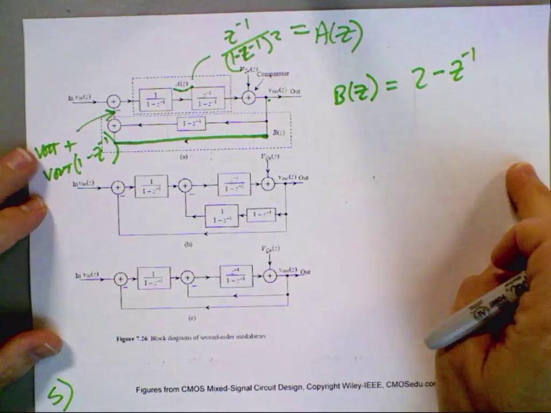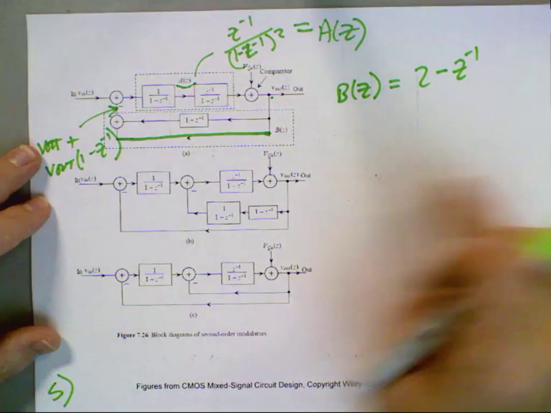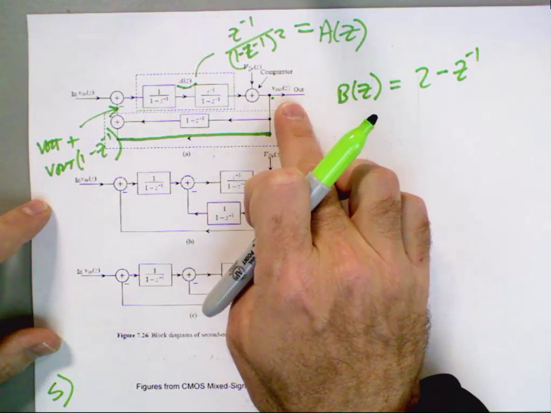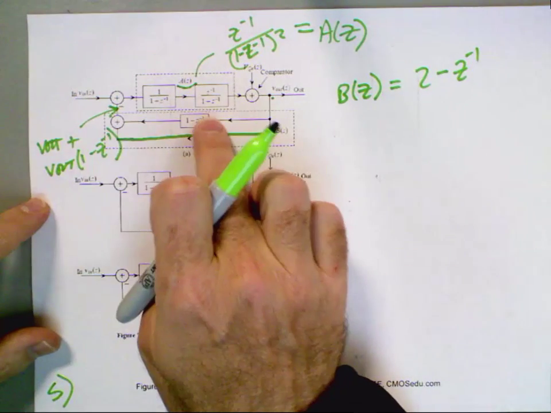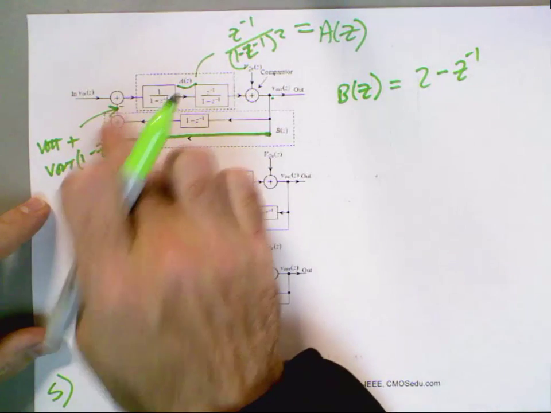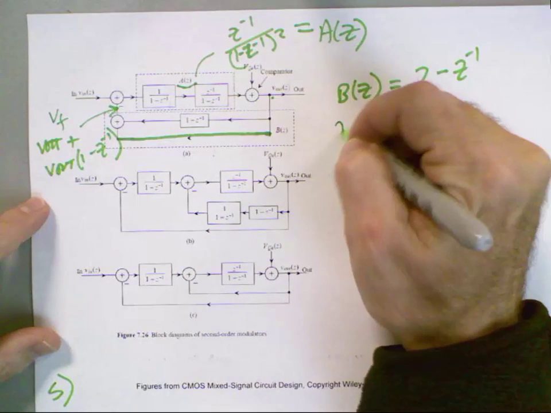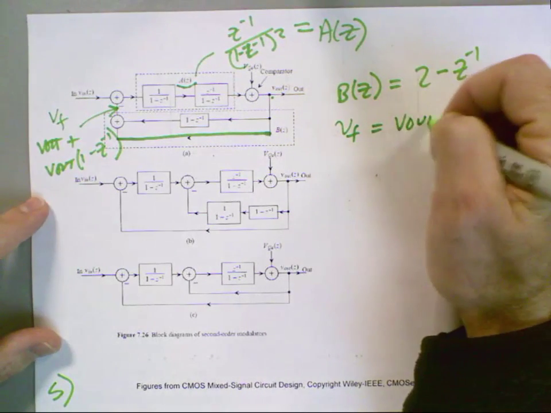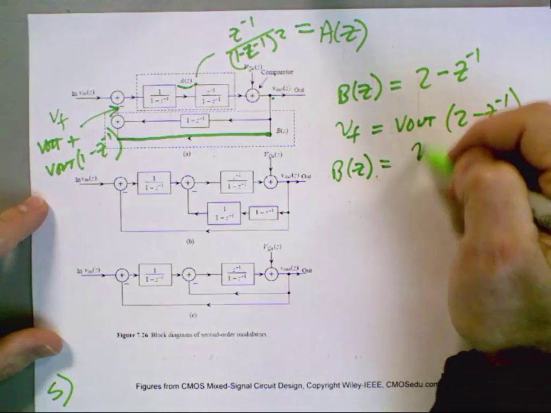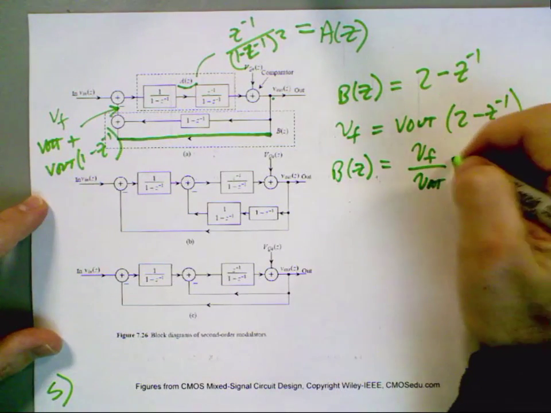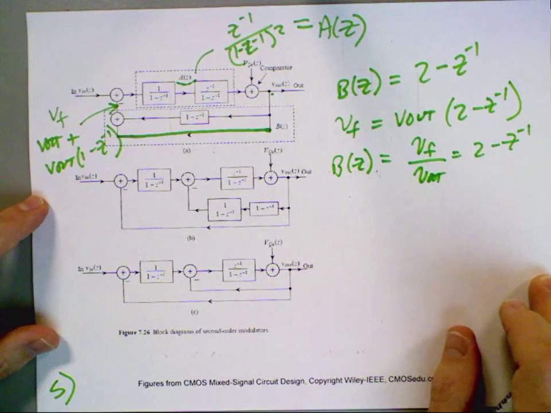Everybody agrees with that? Angshman? Well, wait. Here's the output. The output is added to the output times 1 minus Z to the minus 1. I sum those together, and we'll call this V fed back. And so V fed back is equal to V out times 2 minus Z to the minus 1. And B of Z is equal to V fed back over V out, which is equal to 2 minus Z to the minus 1. Everybody agree with that?